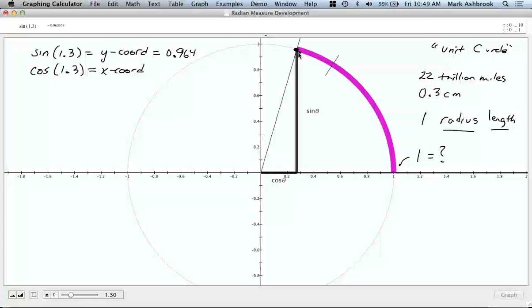So in the circle of 22 trillion miles, how many miles above the horizontal diameter are we? How would you find it? Times 22, so 21.2. That fraction of 22 trillion miles, you see?